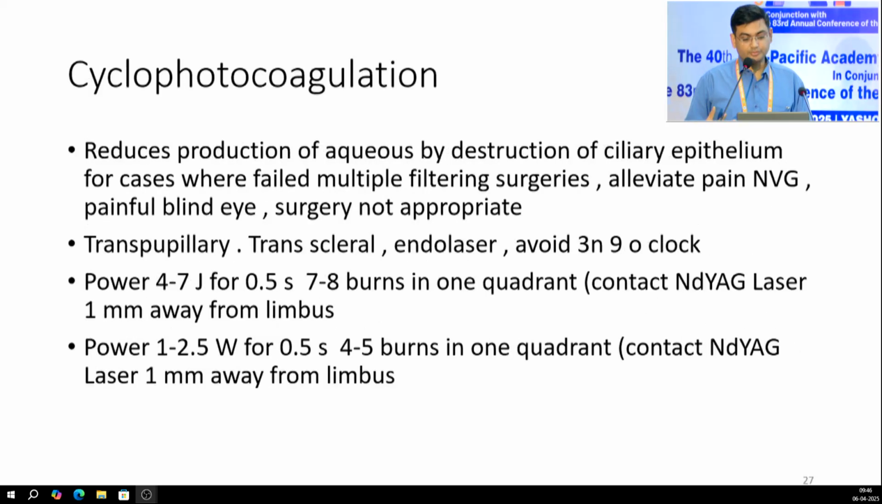Cyclophotocoagulation reduces the production of aqueous by destroying the ciliary epithelium for cases where we have failed multiple filtering surgeries and we have to alleviate the pain of neovascular glaucoma, where the patient is having a painful blind eye, and surgery is not possible.